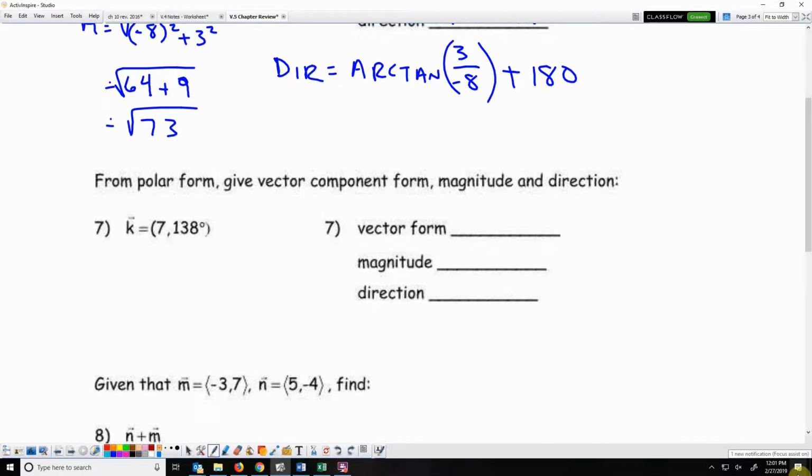Okay, from polar form, we want the vector's component form. To get the x component, the vector's x component is 7 cosine 138, and the vector's y component is 7 sine 138. And again, we need to be in degree mode, and that's going to give us negative 5.20, 4.68.